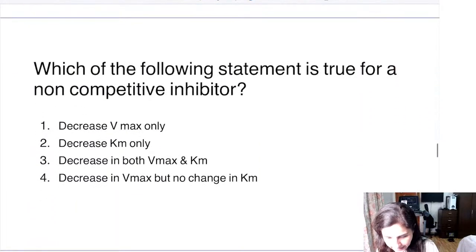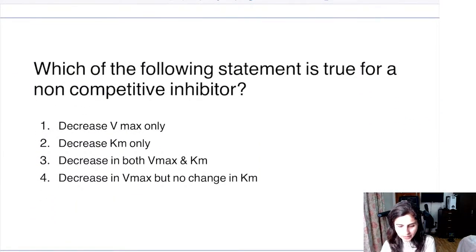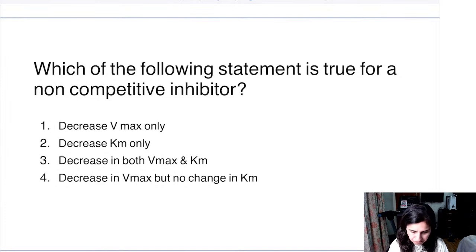Alright, let's move on to the next one. Which of the following statements is true about a non-competitive inhibitor? Whether it is only decreasing the Vmax, only decreasing the Km, decreasing both Vmax as well as Km, or decreasing the Vmax but with no change in the Km. Vmax is the maximum velocity, and the amount of the drug required to bring out 50% of the maximum response is your Km.